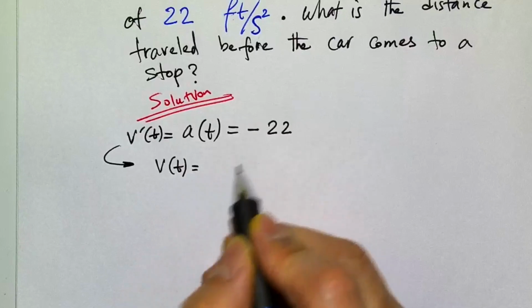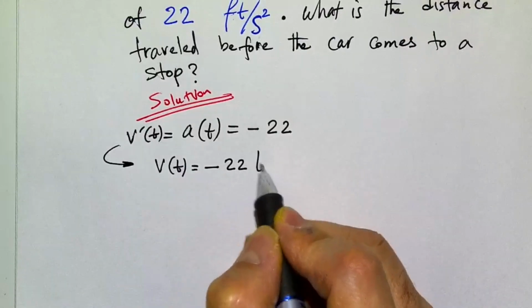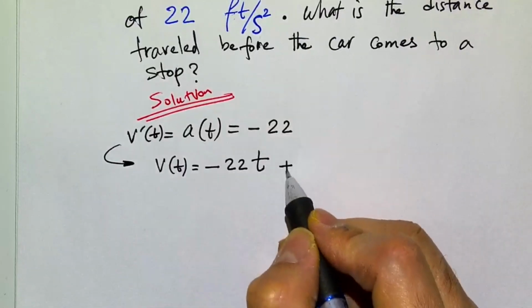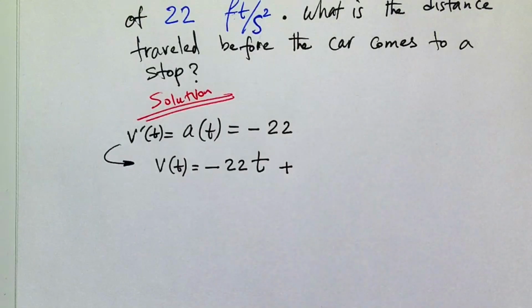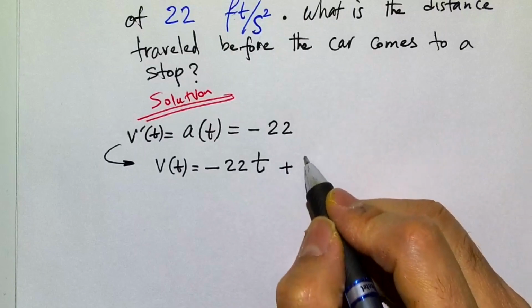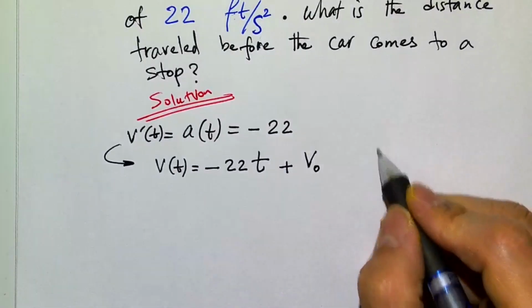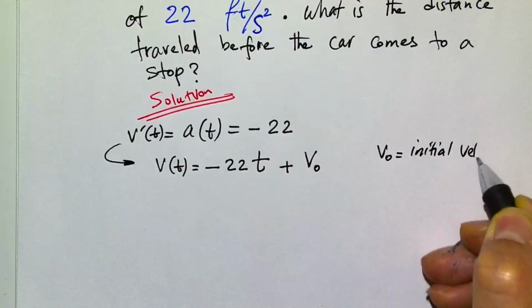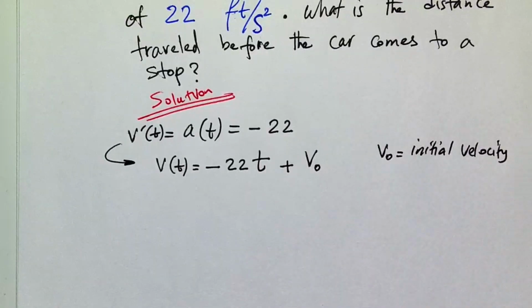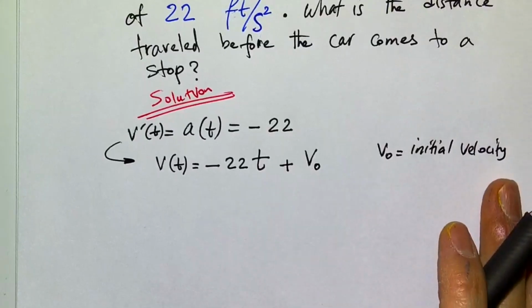v of t would be minus 22t, that's our variable, plus some constant, right? So this is the constant in this case. Take a look at the context. In this context, c must have been the initial velocity before the brakes were applied, right? So let's call it initial velocity, v naught being the initial velocity, right? So that.